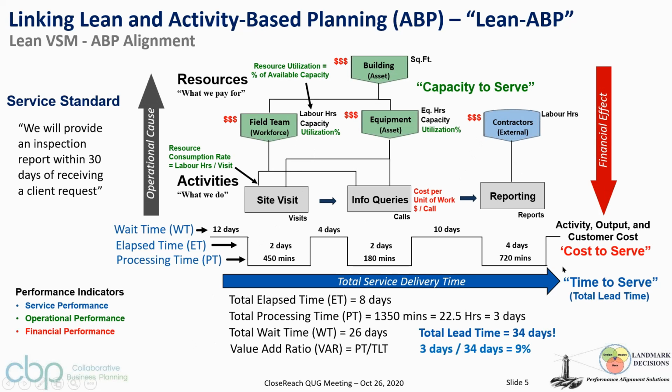So this addresses a big gap in most Lean implementations. Lean is great for identifying process improvement ideas, but there are not very many tools that allow a Lean practitioner or a Lean team to understand the resource impact of those changes, or even more appropriately, the cost impact of those changes. So that's what CBP brings to the equation. It allows you to do your value stream map, marry that with what we call our activity-based planning maps, and do scenario planning into the future.